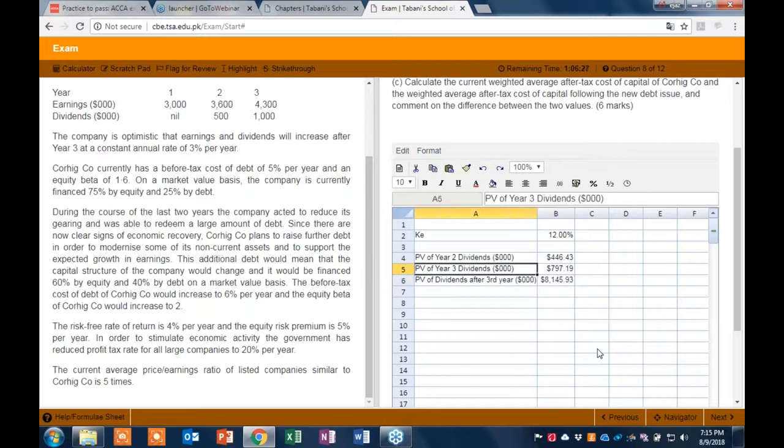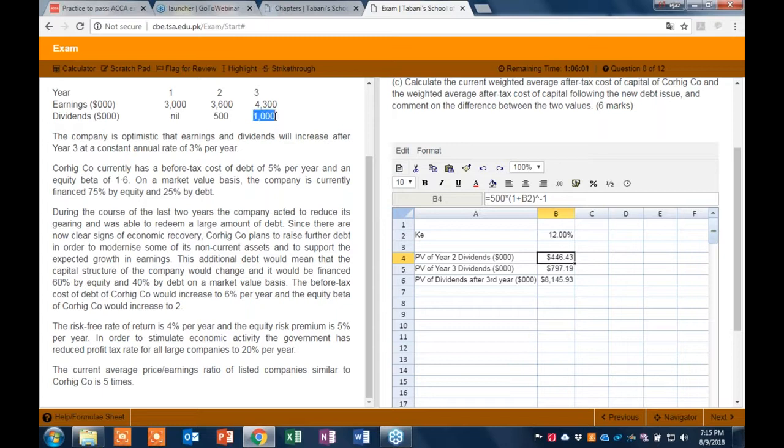Okay, let me repeat. It's very simple. We need to find out the present values of all the dividends that we will be receiving in the future. And the sum of the present values will actually be the value of the company. The problem with this question is that there will be no dividends in year 1. So there will be no dividends, no earnings, so no need to calculate the present value. In year 2, the dividends will be 500. So we calculated the present value of 500 at 12%.